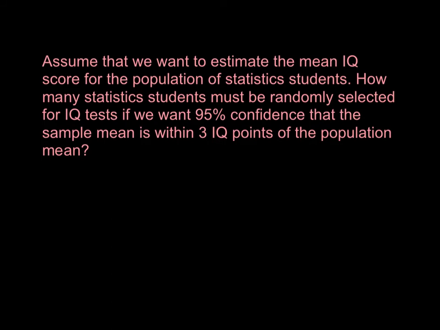The third key concept out of this section was determining a sample size. And I know we've said we need a sample size of at least 30 for us to use the processes that we have in the last couple of slides. But we're going to kind of change it on you. So here's a question. Assume we want to estimate the mean IQ score for the population of statistics students. How many statistics students must be randomly selected for IQ tests if we want 95% confidence that the sample mean is within 3 IQ points of the population mean?